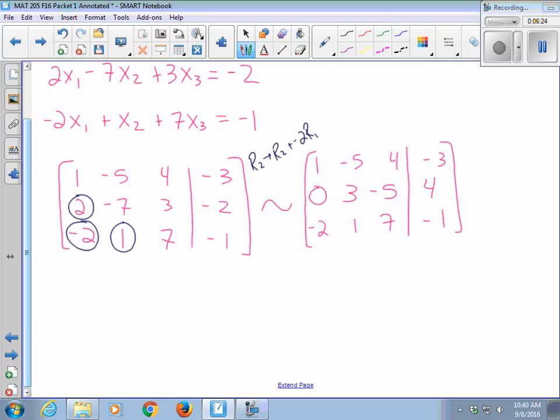So my next goal is to get rid of this -2. And I'm going to use row 1 again to do it. Why wouldn't I use row 2 to knock it out? Because there's a 0 there, and no matter what you multiply 0 by, it's always going to stay at 0. So that's why we stick with row 1, to try to knock out everything below it. So I'm going to multiply row 1 by 2 this time. So my only row that's changing is row 3, so I'm just going to copy the other 2.